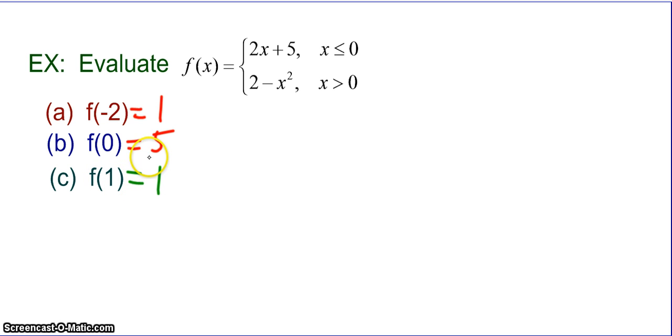Well, if x is 1, then I'm looking at this piece of the function. So if I plug in 1 here, 2 minus 1 squared is 1, 2 minus 1 is 1. Okay, if x is negative 2, then I'm looking at this piece of the function. 2 times negative 2 is negative 4. Negative 4 plus 5 is positive 1. And if x is 0, I'm looking at this piece of the function again. 2 times 0 is 0. 0 plus 5 is 5.